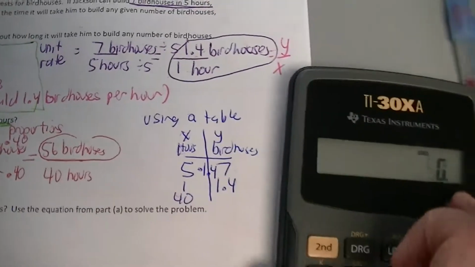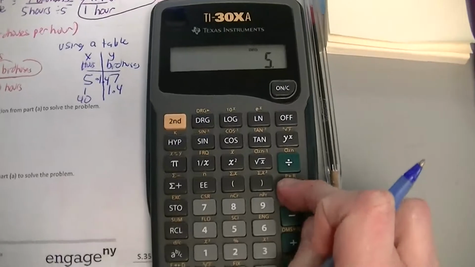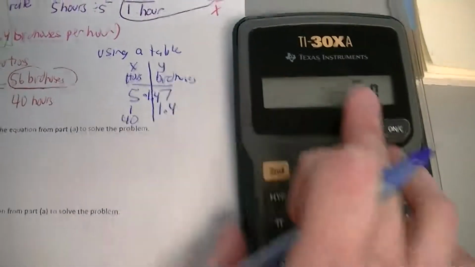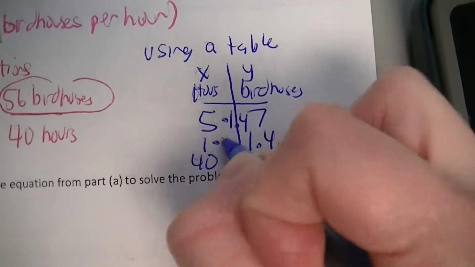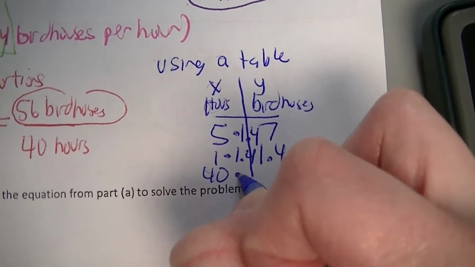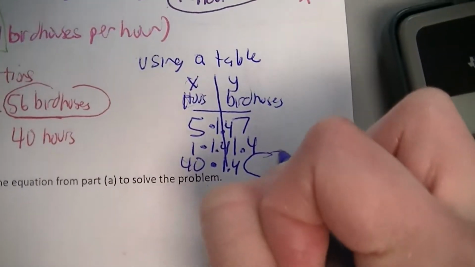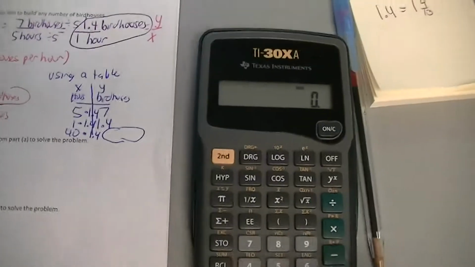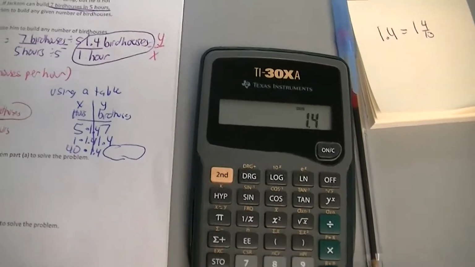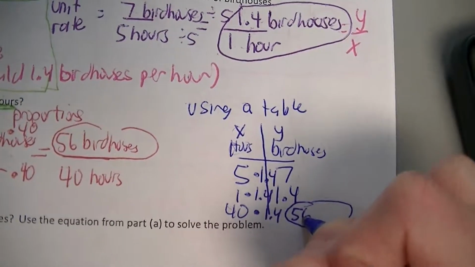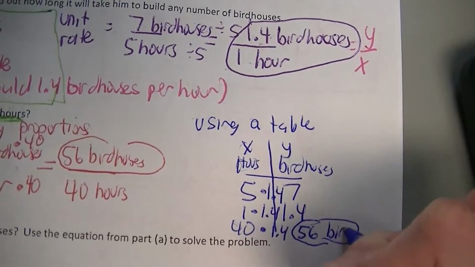See, look, 5 times 1 4/10 equals 7. So 1 times 1 4/10 is 1 4/10. So let's just go 40 times 1 4/10 to get this value right here. Oh, look, same answer, because there's so many ways that you can figure this out, and I've just shown you 3 of them.